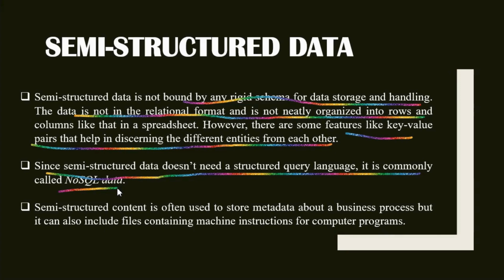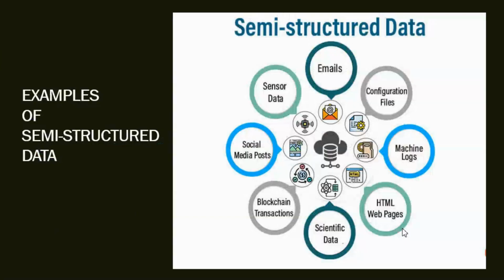Semi-structured data content is often used to store metadata about a business program, but it can also include files containing machine instructions or computer programs. Next, we have some examples of semi-structured data, which are sensor data, emails, configuration files, machine logs, blockchains, social media posts, scientific data, and HTML web pages.